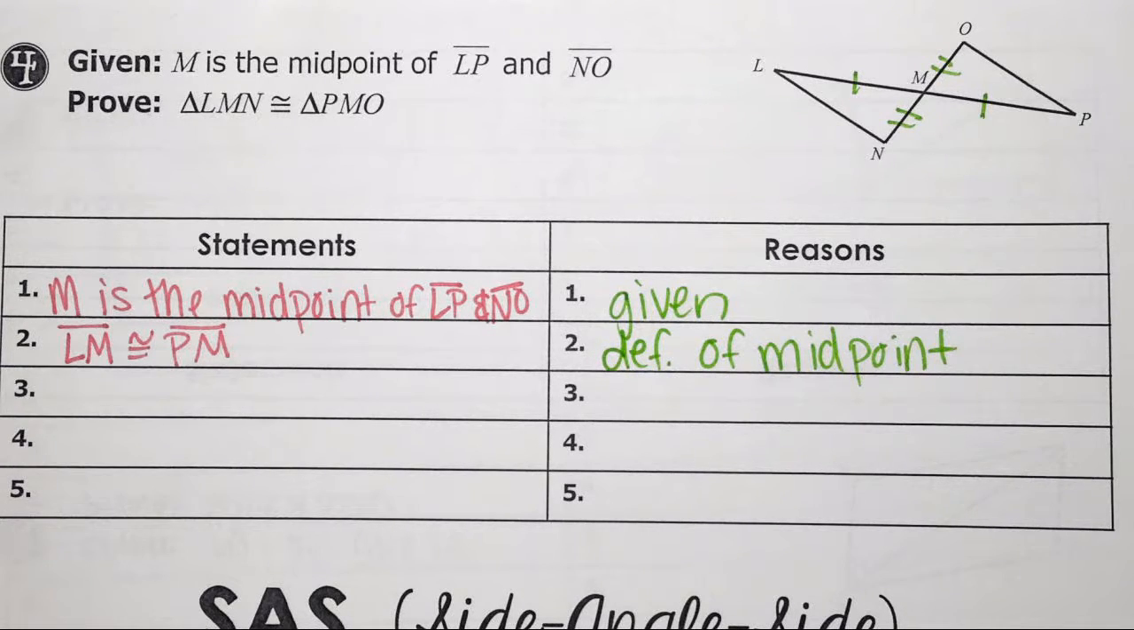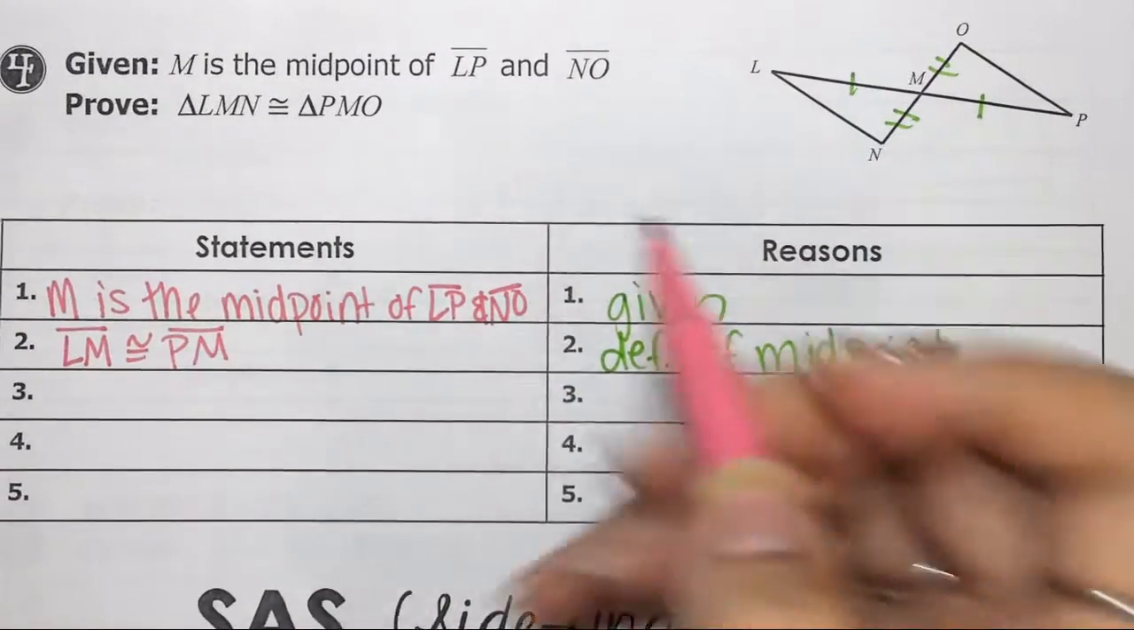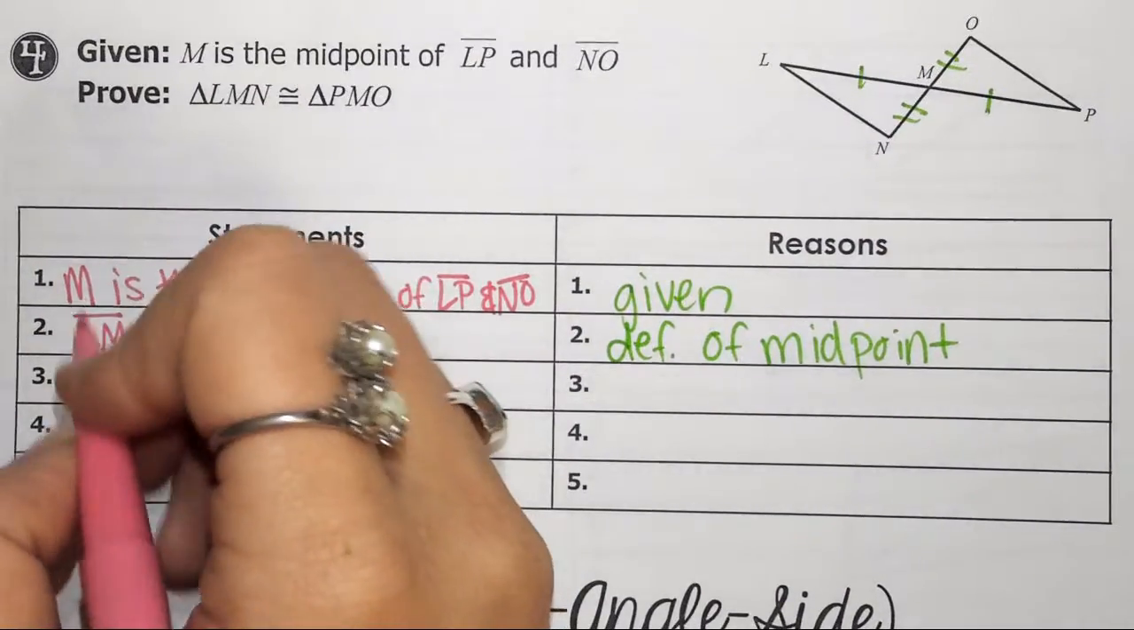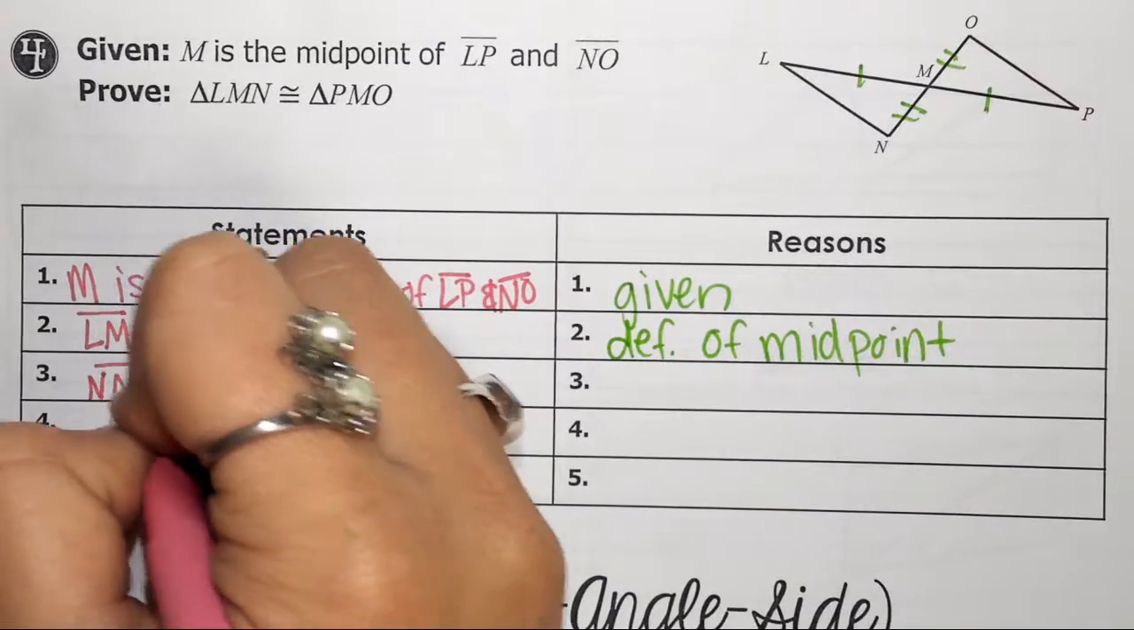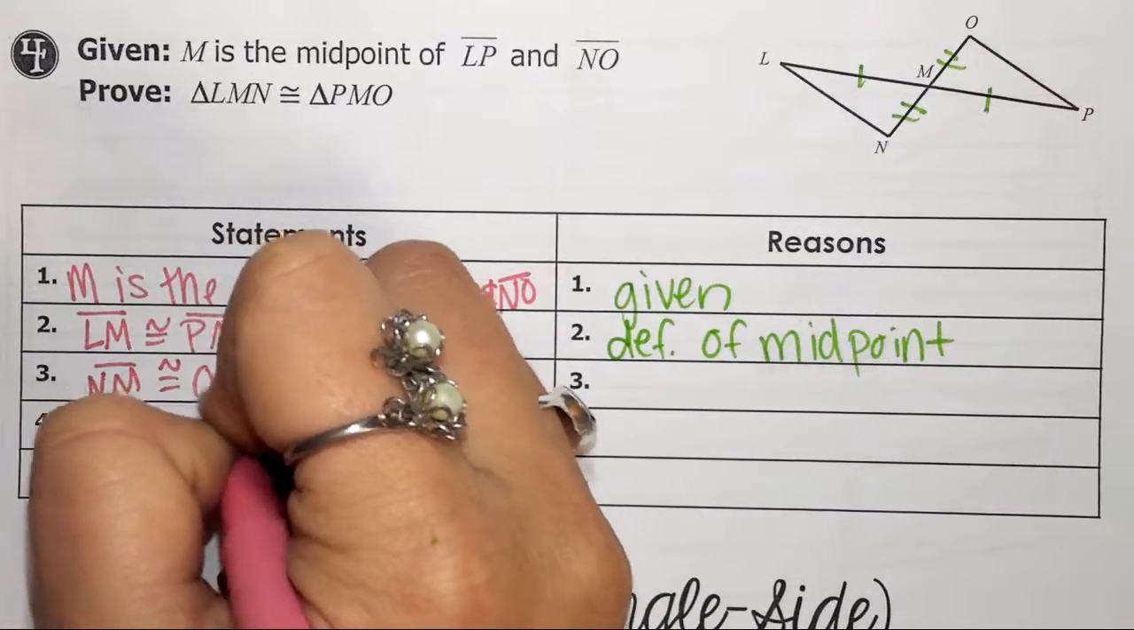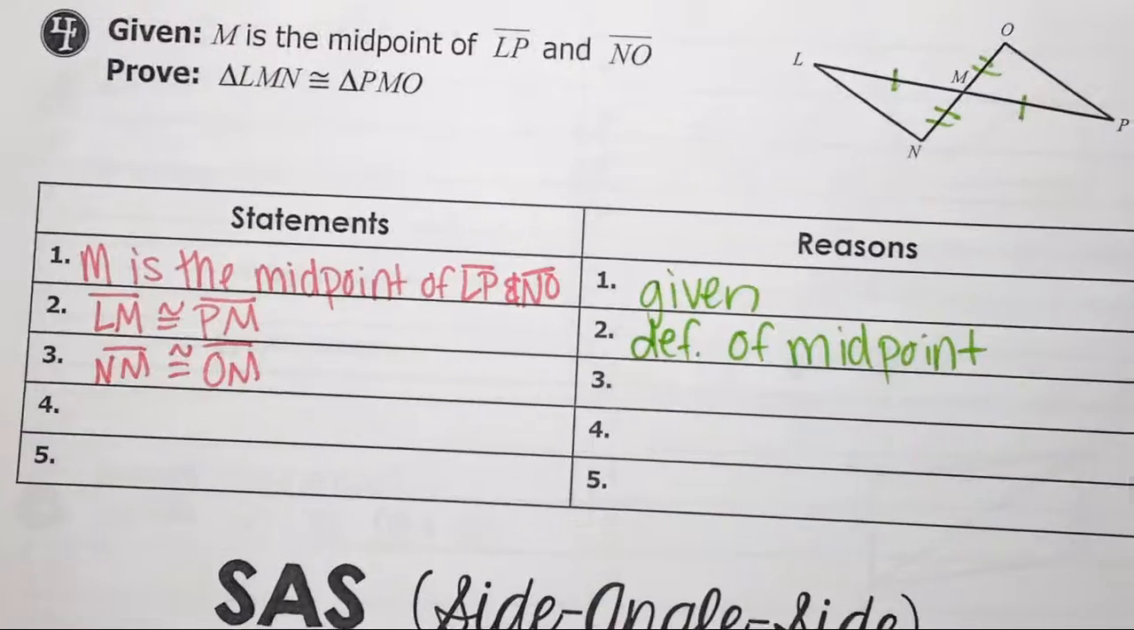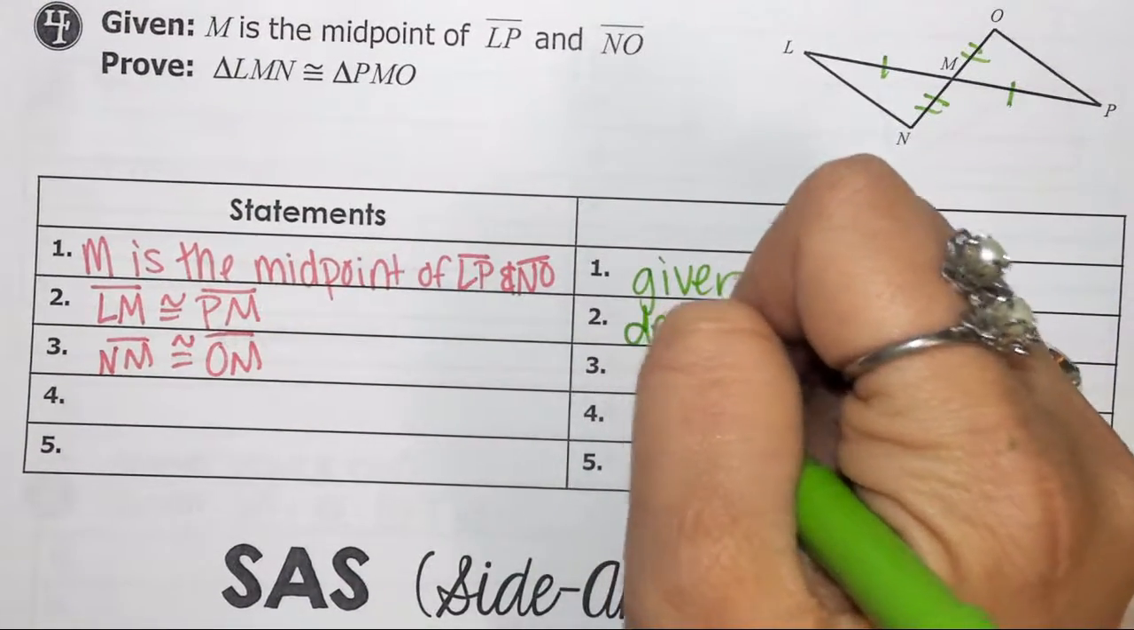Definition of angle bisector. I got mad respect for females. Definition of angle bisector. It doesn't bisect anything, baby. We don't bisect any angles. We don't have any angle bisectors in this. Reflective. Alright, so the next thing I would say is that NM is congruent to OM by the definition of a midpoint. Okay, that's how far I got.